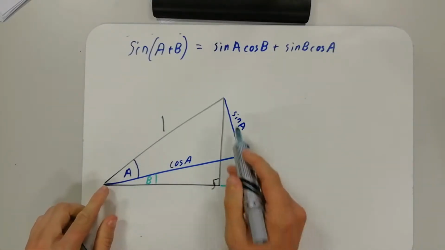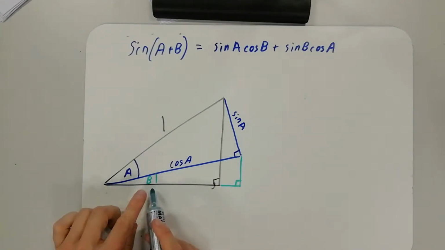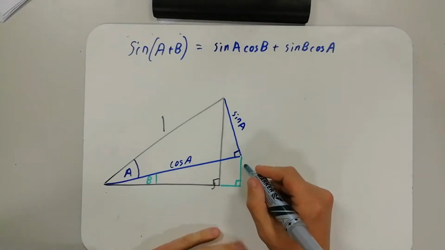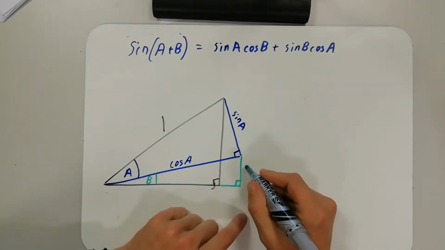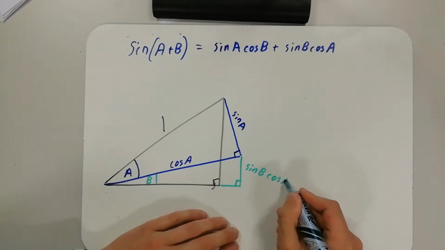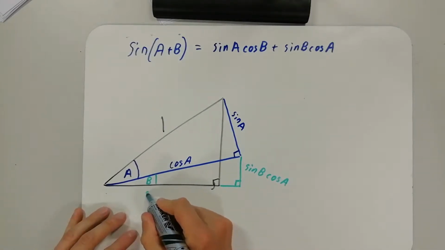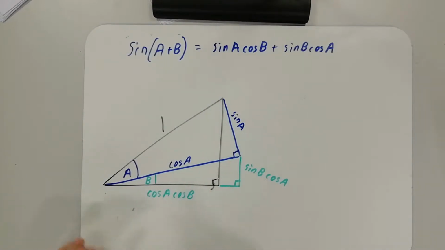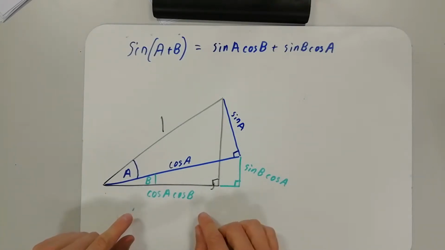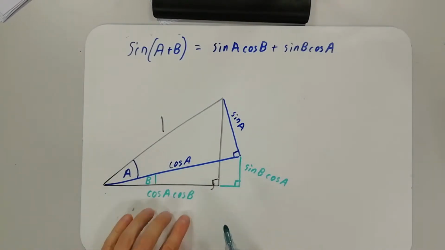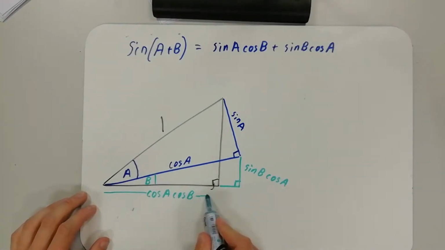Excellent. Now that we've got this blue triangle labelled, we can look at this green triangle with an angle B. We now know the hypotenuse has a length cos A. So again, we can rearrange our SOHCAHTOA formula to see that the opposite will be sine B cos A, and our adjacent will be cos A cos B. Just imagine your cos B equals adjacent over hypotenuse, and your adjacent will be equal to cos B times the hypotenuse cos A, and that is this full length here.